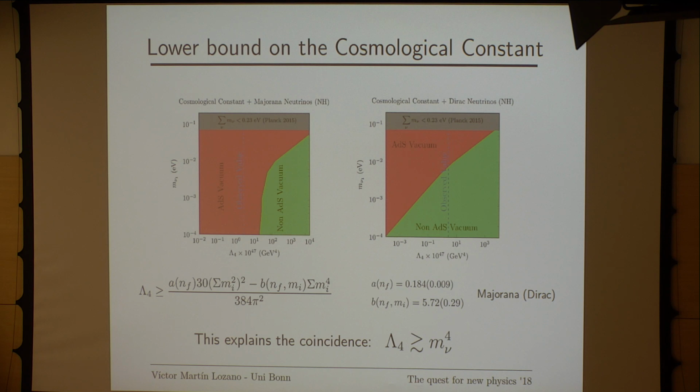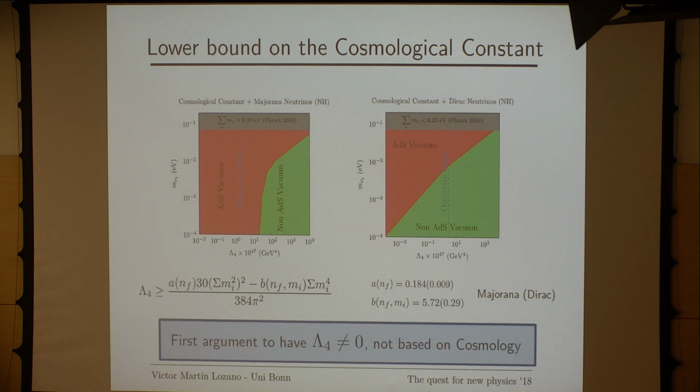Having this, we can check what happens if we vary the cosmological constant. If we vary the cosmological constant and the mass of the lightest neutrino, we obtain this parameter space in green that is allowed because we don't get any AdS vacuum. And if we interpolate this curve, we obtain this formula. What it is telling us is that the cosmological constant depends basically on the mass of the neutrinos to the fourth. And this is the explanation for this numerical coincidence we saw at the beginning.